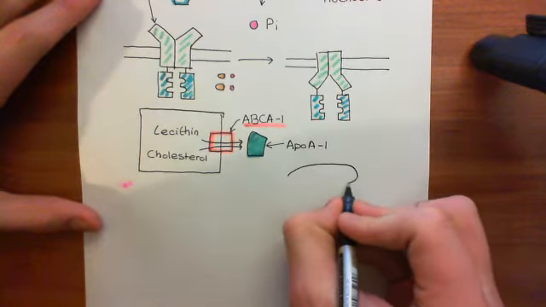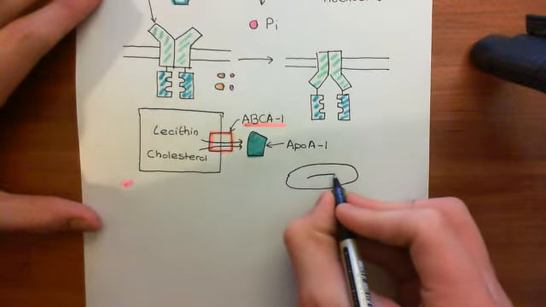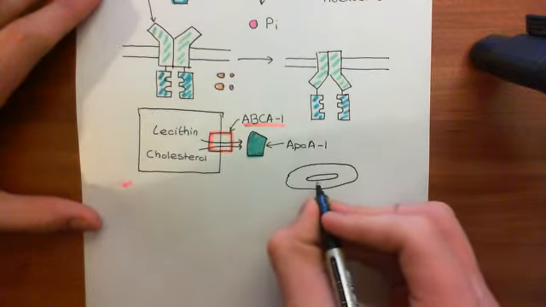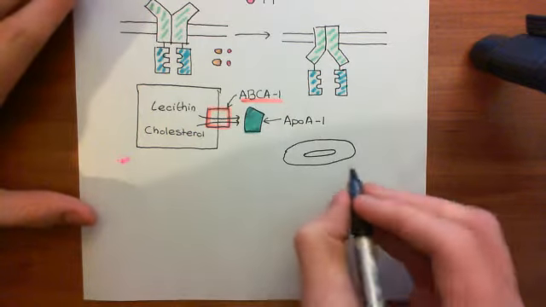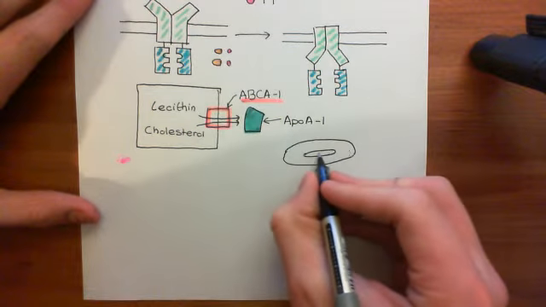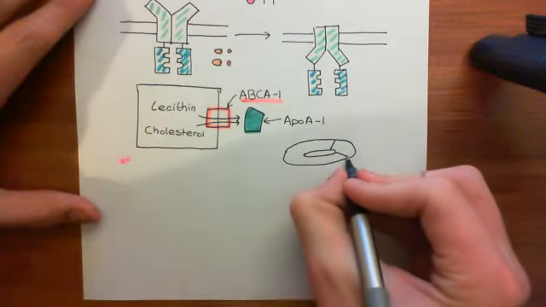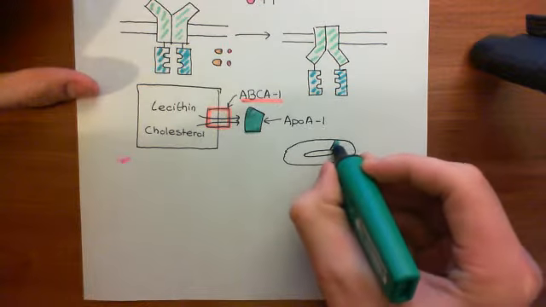Okay, so basically these consist of a phospholipid monolayer, like so. Okay, but then with no hydrophobic core, so there's no cholesterol esters yet within this. Okay, so you don't have any sort of volume in there, so it's just a flattened disc basically. Okay, so here is the apolipoprotein A1.